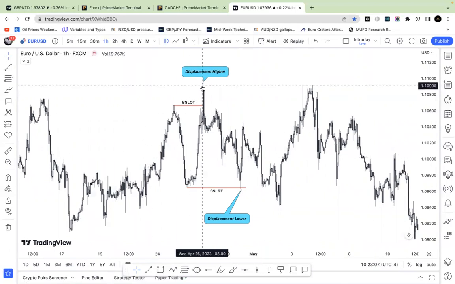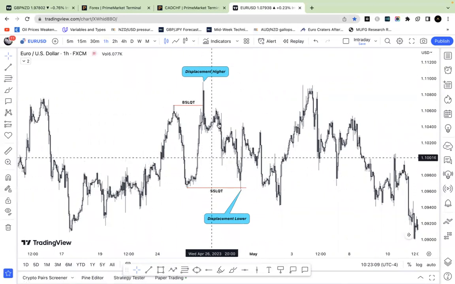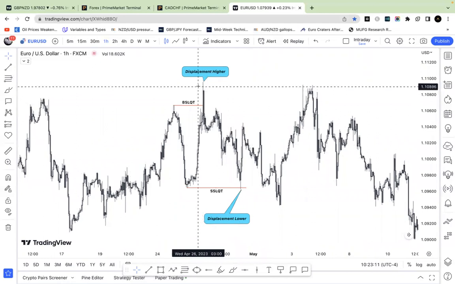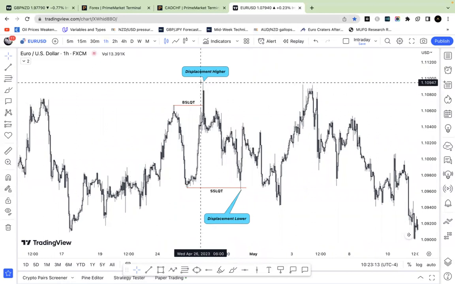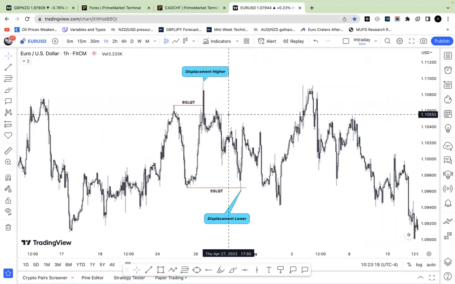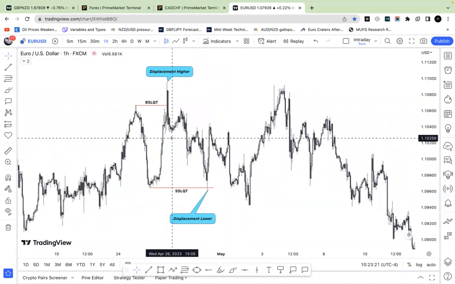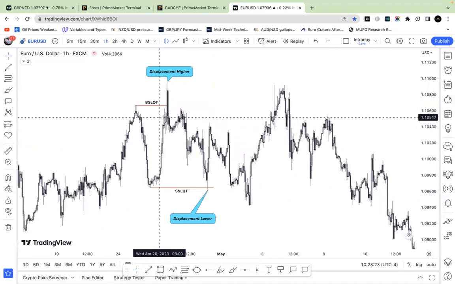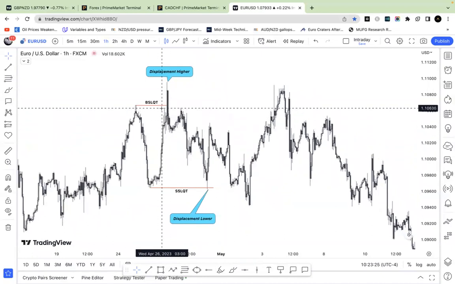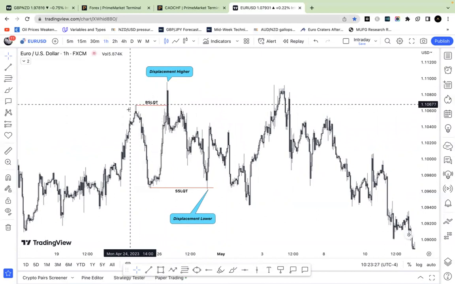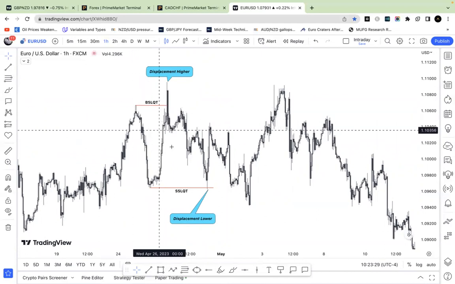But you have displacement higher anyways, and displacement lower right here. You could have gotten in on the displacement higher right here. As you can see, the strong high never got violated. The premise of the bullish candle right here, it never got violated. It fell short of it. So that is going to be the last bit of liquidity that they're going to take externally. Just this specifically, this displacement higher.